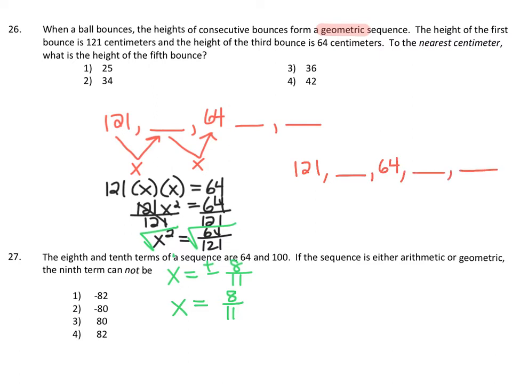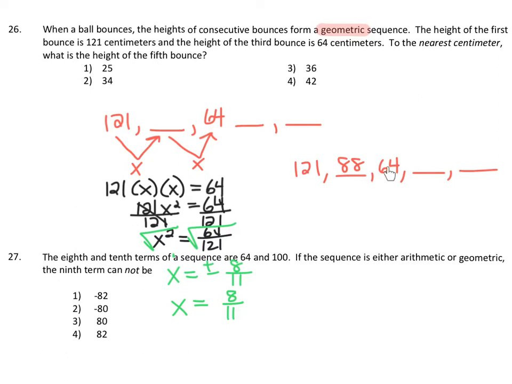All right, so if we did 121 times 8/11, which technically you don't really have to do, that would give us 88. So there's our second term. Then just to check, if we want to do 88 times 8/11, let's see if we get 64. So times 8/11, and yep, we got 64.